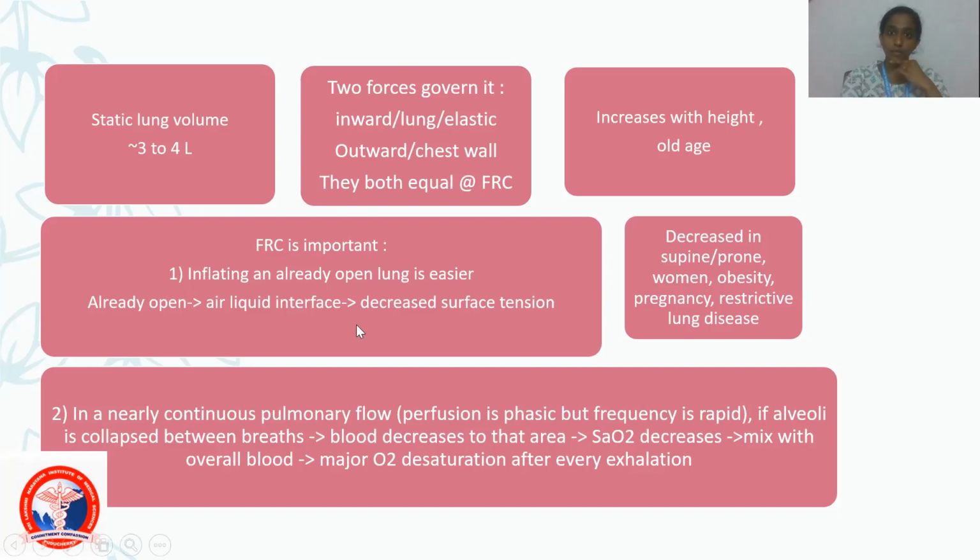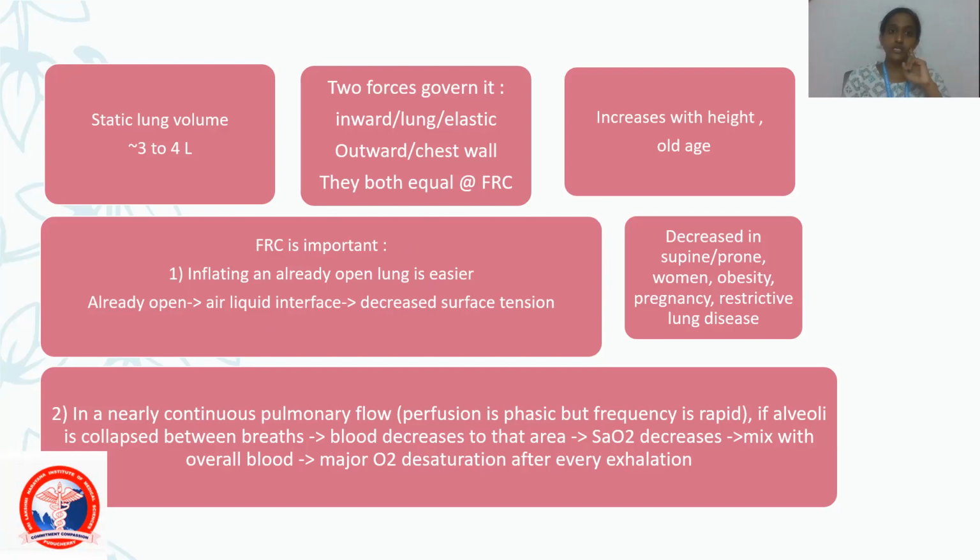Inflating an already open lung is easier because the air-liquid interface will have a decreased tension rather than a liquid-liquid interface. That is, when the alveoli is collapsed, there will be a liquid-liquid interface. When the alveoli is a little open, it will have an air-liquid interface with less surface tension, which will be very easy. That is why the FRC is important. So this is the first point.